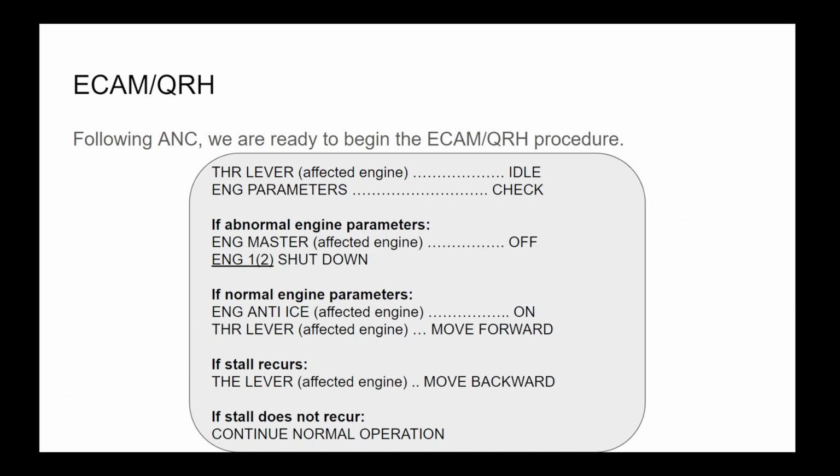Following aviate, navigate, communicate, we can then begin the ECAM or the QRH checklist, which is as follows. The first thing you do is move the thrust lever, affected engine, to idle. Then check the engine parameters. If abnormal engine parameters, or if the engine continues to stall, then you will need to shut down the affected engine. If the engine parameters are normal once the thrust lever is moved to idle, then this could be an icing issue. Turn on the anti-ice, and gradually move the thrust lever forward. If the engine begins stalling again at a particular thrust setting, then move the thrust lever backwards until the stalling stops. If stall does not reoccur, then you can continue normal operation.